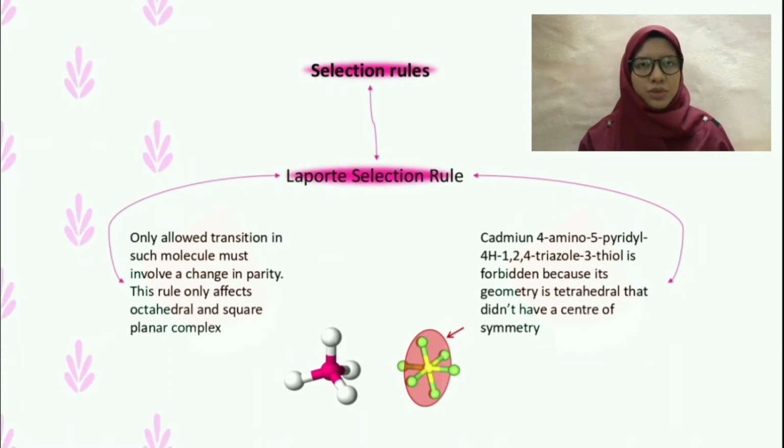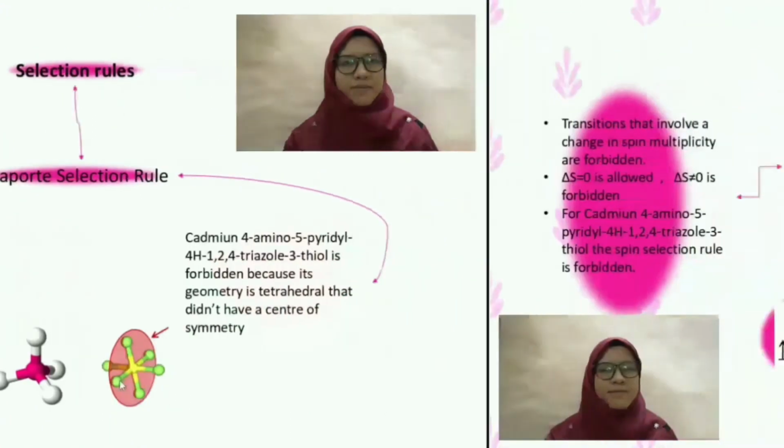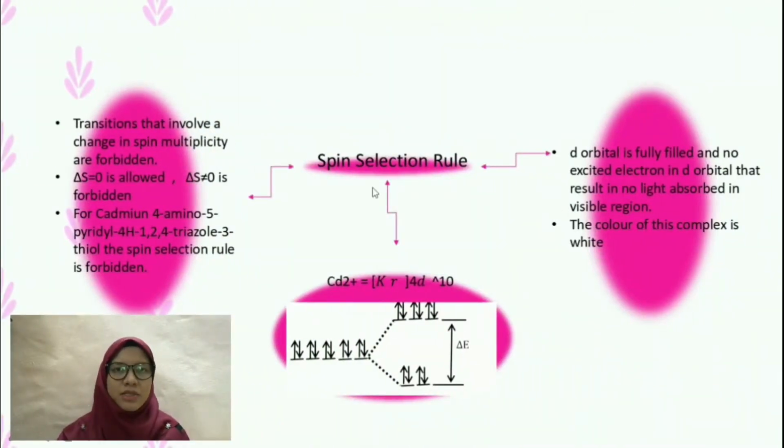For the complex we chose, the transition is forbidden because its geometry is tetrahedral, which doesn't have a center of symmetry like octahedral. The second one is the spin selection rule, which states that transitions that involve a change in spin multiplicity are forbidden. Any transition with delta S equal to 0 is allowed, while delta S not equal to 0 is forbidden. For this complex, the spin selection rule is forbidden.